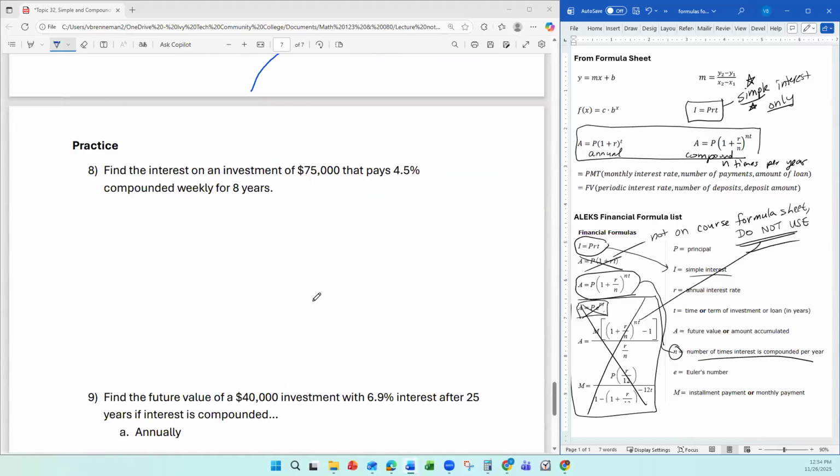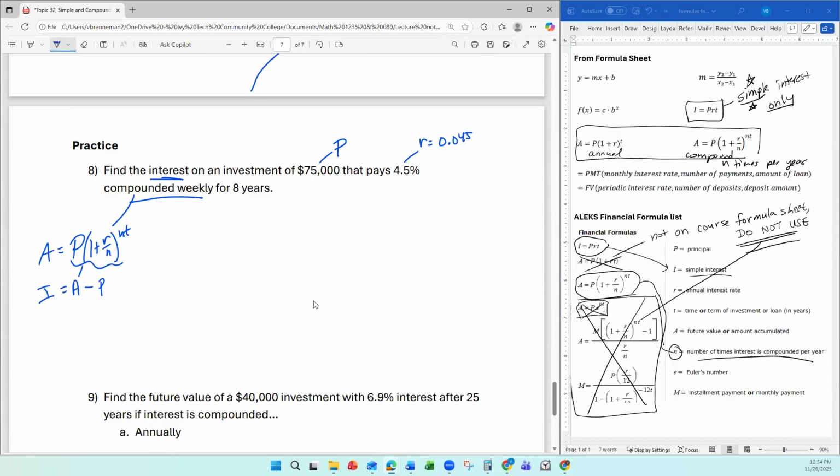Number 8, find the interest on an investment of $75,000 is the principal, pays 4.5%. R is 0.045. Compounded weekly. As soon as I see compounded, I know I'm going to need this formula to get the future value, not the interest. The interest is then going to be that result minus the principal. Compounded weekly means n is 52 for 8 years.